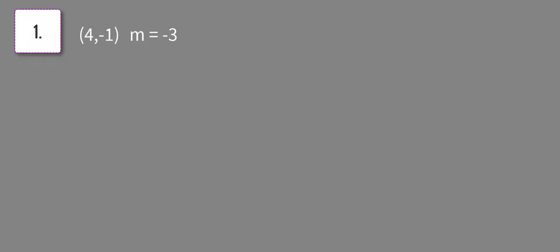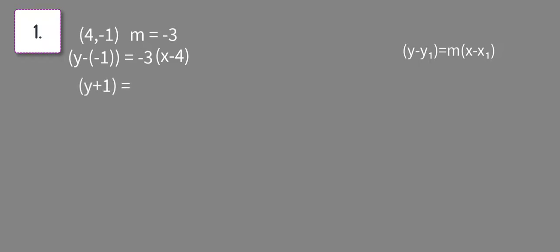For the point slope form, we just substitute into the equation y minus y1, which would be -1, equals m, our slope, -3, times x minus x1, which is 4. And then we go ahead and simplify that left-hand side to be y plus 1 equals -3 times x minus 4. And there's our point slope form.